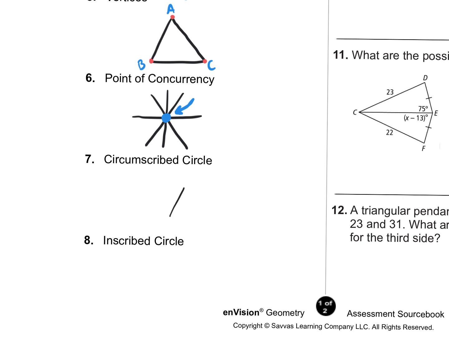Right, so if I have a triangle here, that circumscribed circle is on the outside. Now, does that just mean this? No. What does it mean? It touches the vertices, right? So that triangle kind of creates the circle here. Okay, that is a circumscribed circle because all 3 vertices touch the edge of the circle.